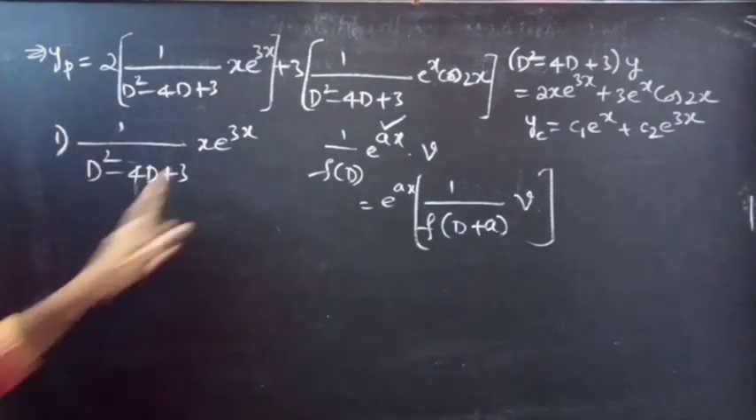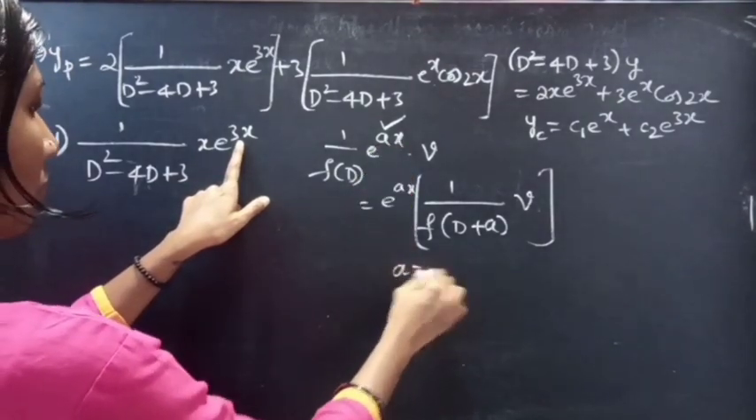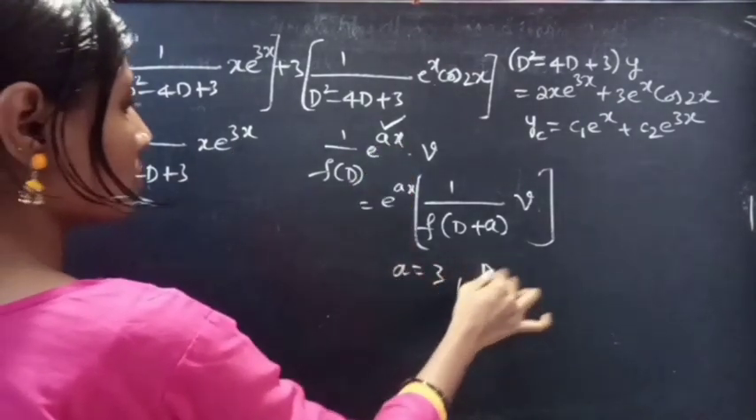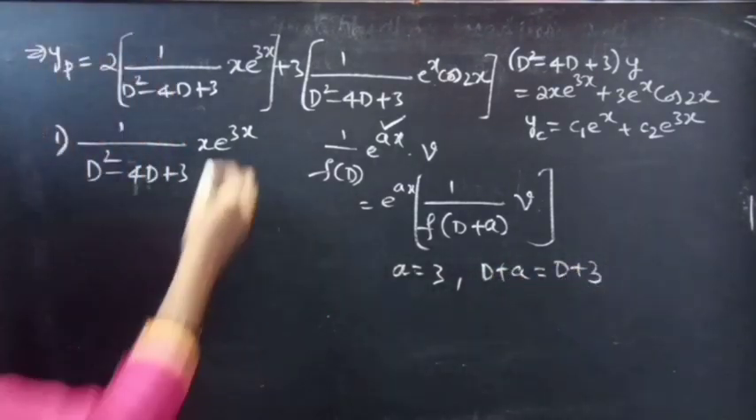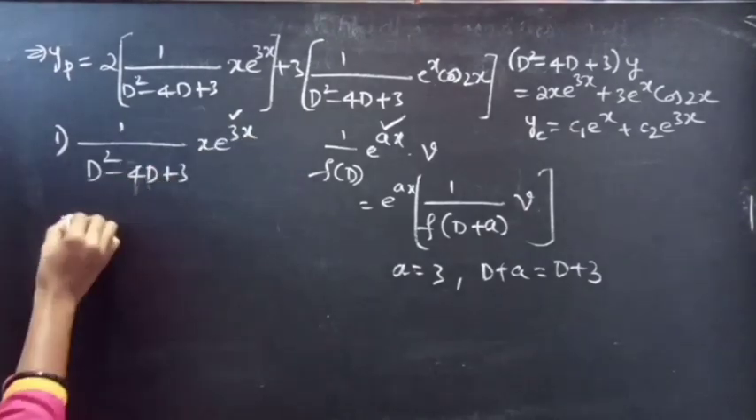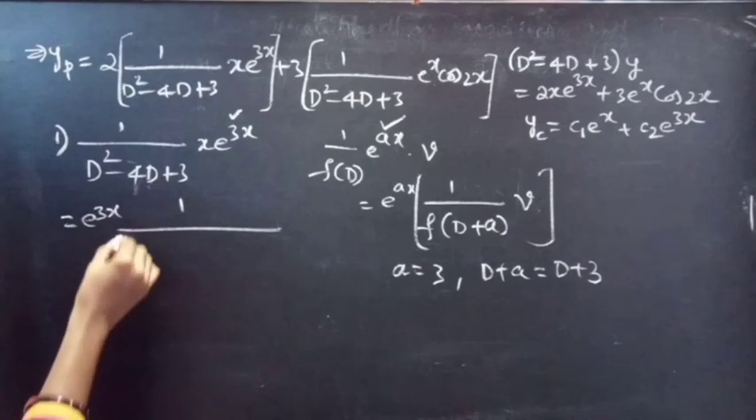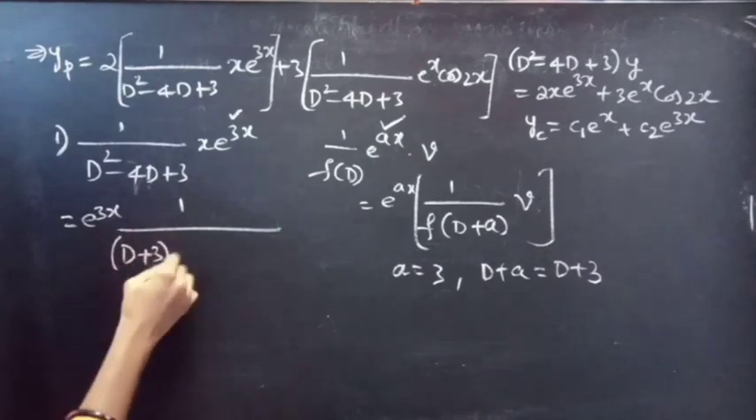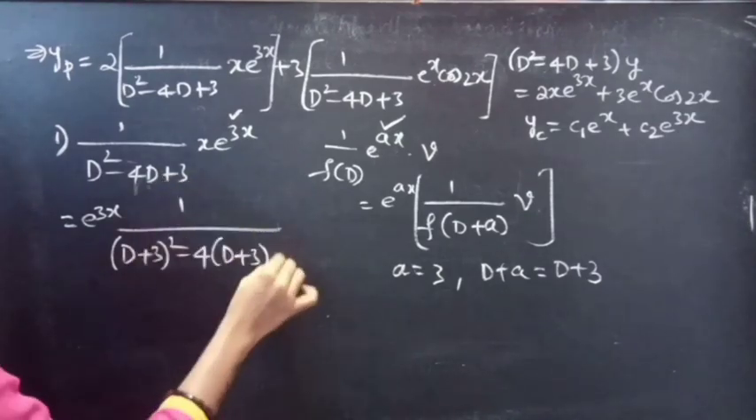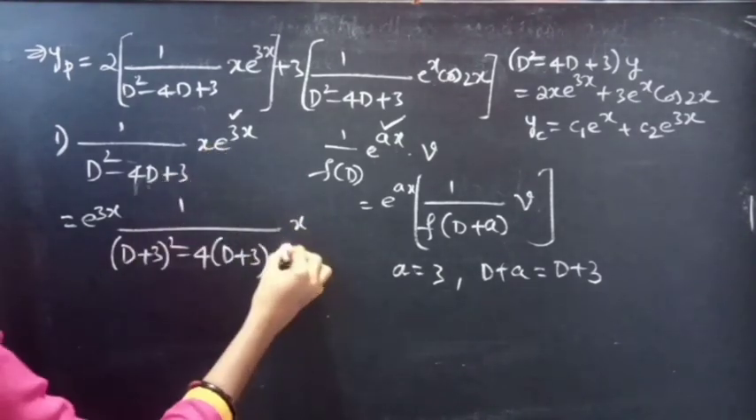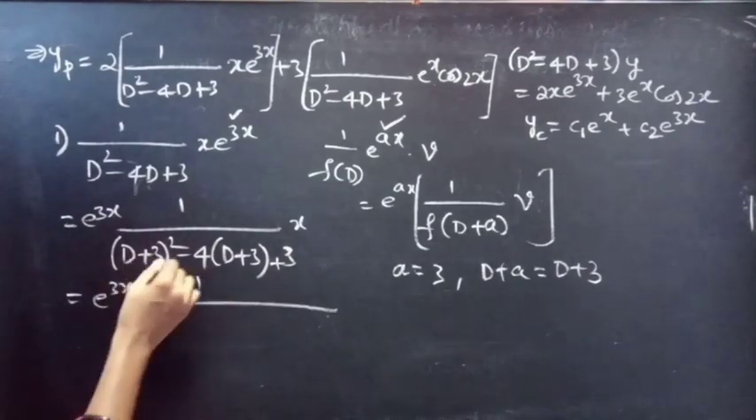Okay. Now compare e power 3x with e power ax, and for a equals 3 we'll find D plus a, which is equal to D plus 3. Now shift e power 3x towards left by replacing D with D plus 3. We'll get (D plus 3) whole square minus 4 into (D plus 3) plus 3 into v x, which is equal to e power 3x into 1 by expand (D plus 3) whole square.